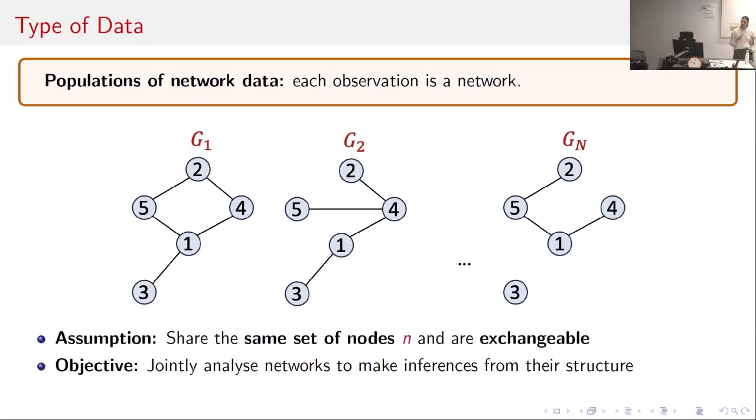Specifically, as I mentioned earlier, we're looking at populations of networks. So now each observation in a dataset is a network. And the objective is to jointly analyze this network population to make inferences from their structure, rather than just analyzing it as a single snapshot. The assumptions are that these network observations are independent, that they share the same set of nodes, and that they are exchangeable. This is the type of network data that we analyze. This is what we mean by a population of networks.